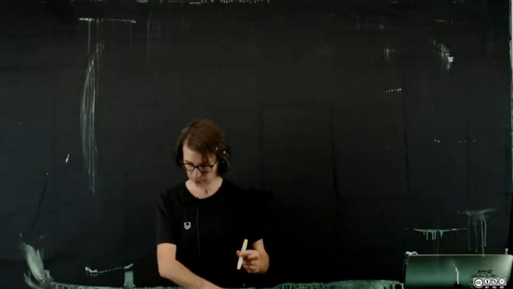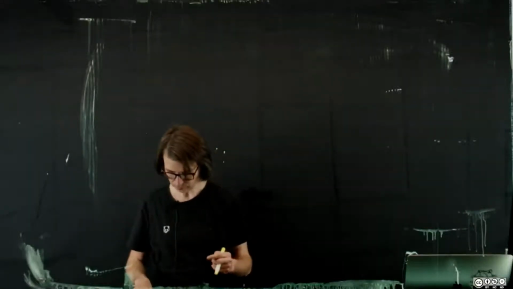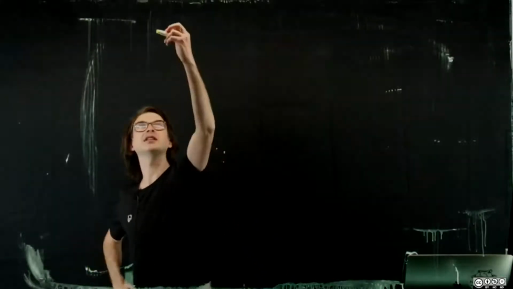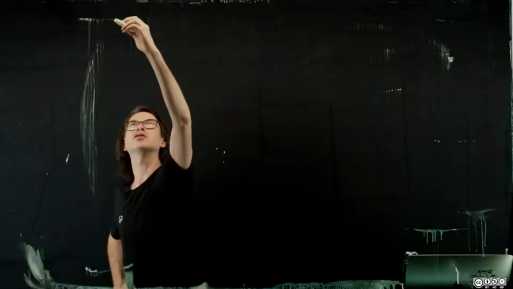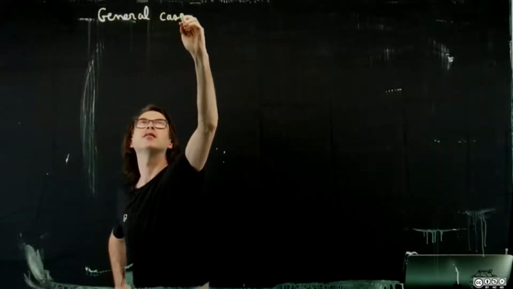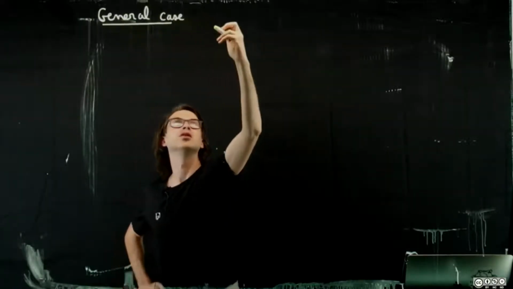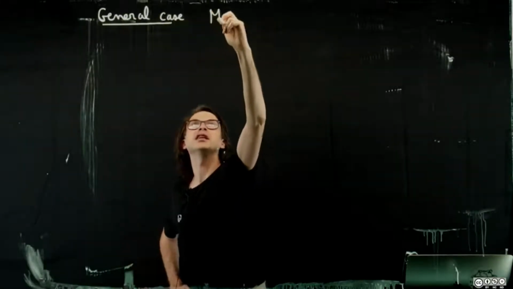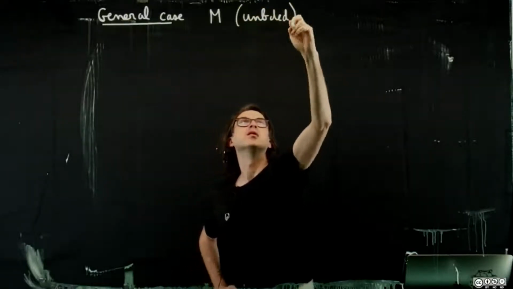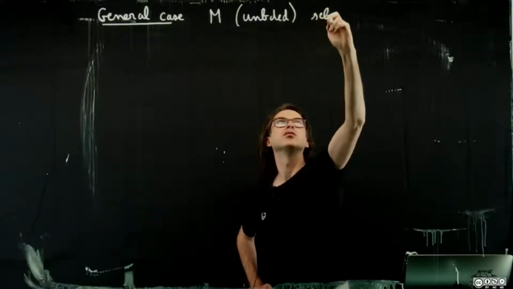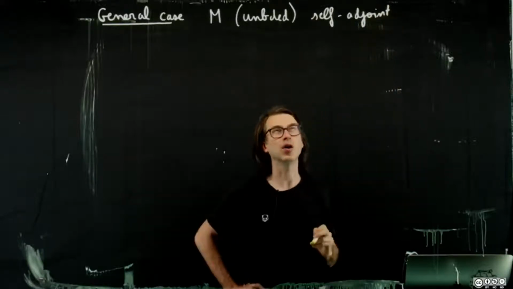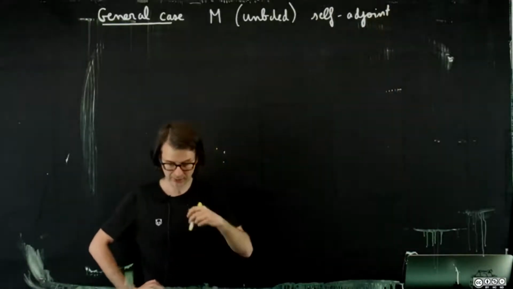Okay, so right. So how about in the general case? So now we take M. So now general case. So M is a possibly unbounded self-adjoint operator on a Hilbert space.